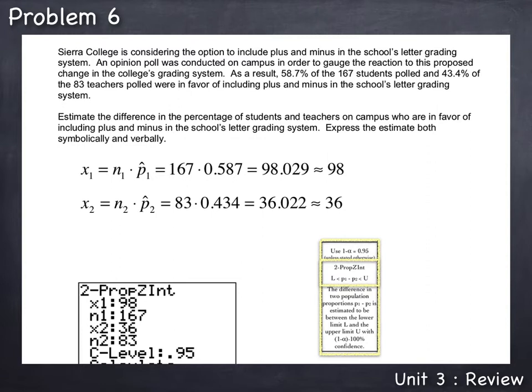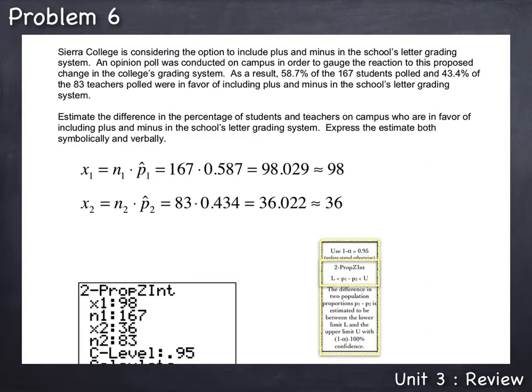The total number of teachers in the sample was 83, times the proportion, 43.4% of teachers. When entered in the calculator, 43.4% is written as a decimal, 0.434. So to calculate x2 on the calculator, we take 83 times 0.434, enter, and that gives us 36.022.